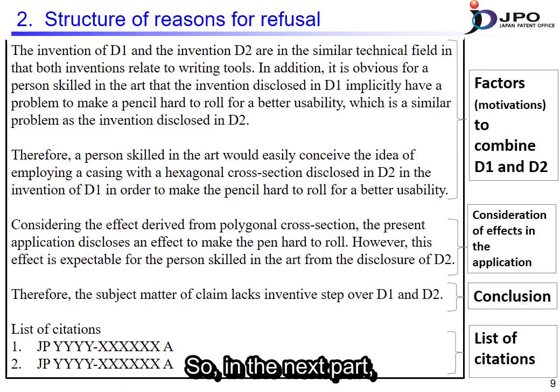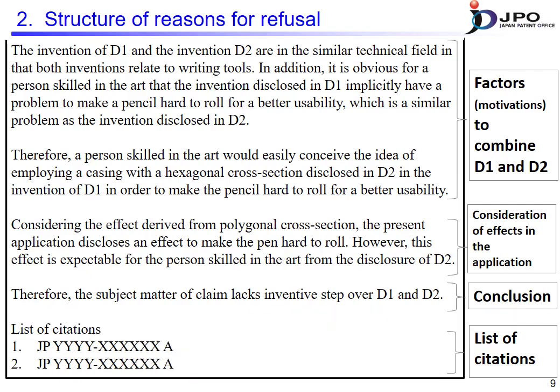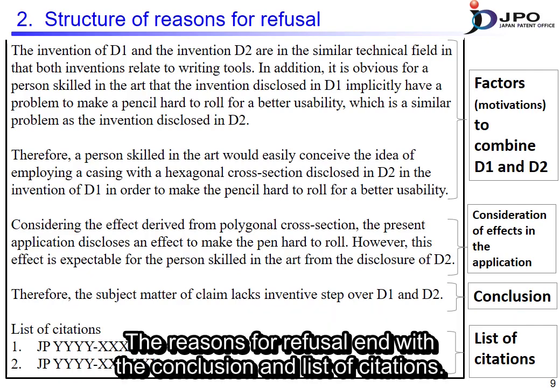So, in the next part, it is confirmed that there is no factor of existence of an inventive step. No advantageous effect can be seen in the claim. The reason for refusal ends with the conclusion and list of citations.